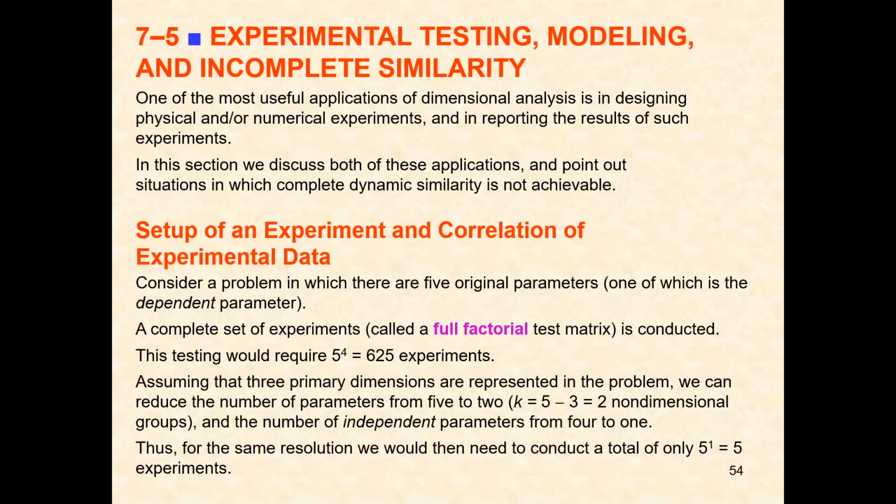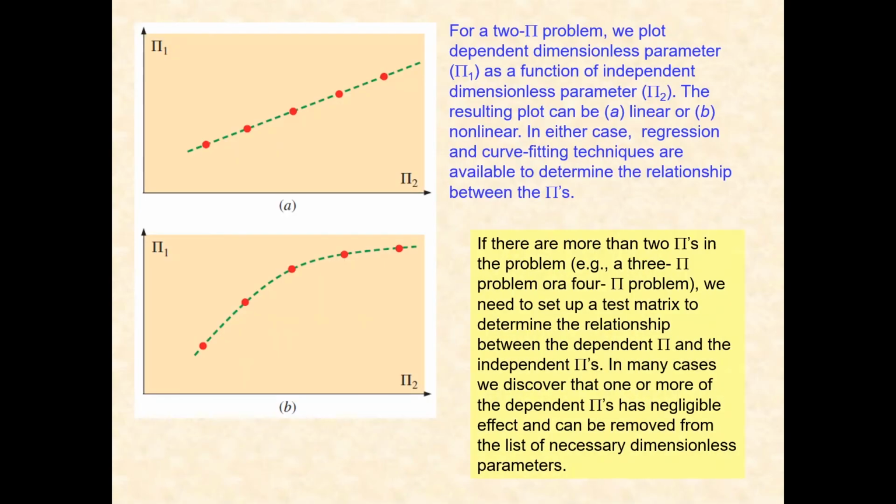Because of this, for the same thing that we want to do in the experiment, instead of running 625 experiments, we just need to conduct a total of only 5 to the power of 1, which is 5 experiments only. This is more mathematical, on how to know how much is needed to obtain the same data.